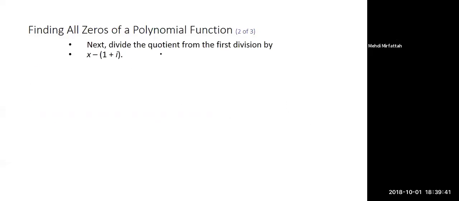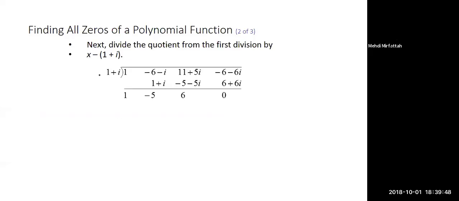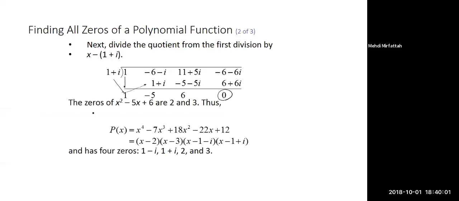Okay, next, divide the quotient from the first division by x minus 1 plus i, because remember, if 1 minus i is a root, 1 plus i also will be a root. As you can see, if you divide that, same steps, you would see that the remainder also would be equal to 0. So the zeros of x squared minus 5x plus 6 are 2 and 3.